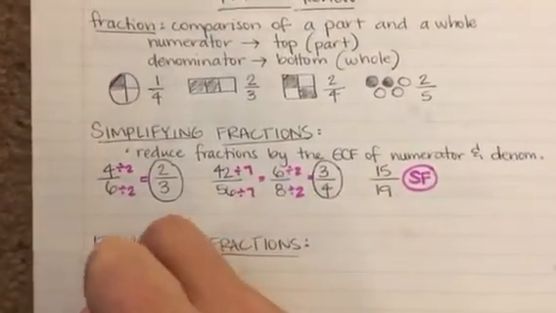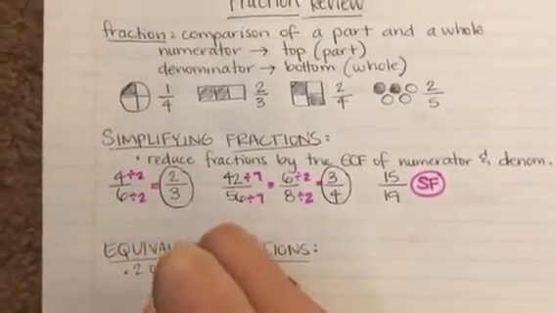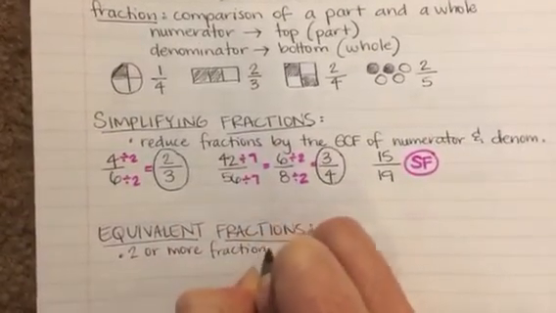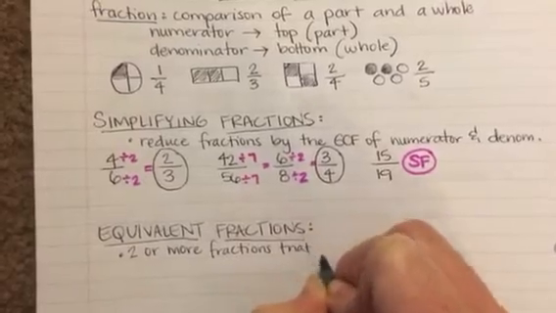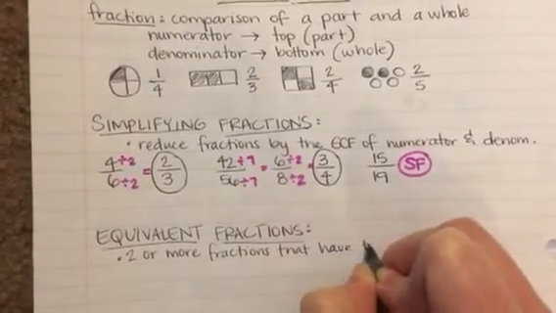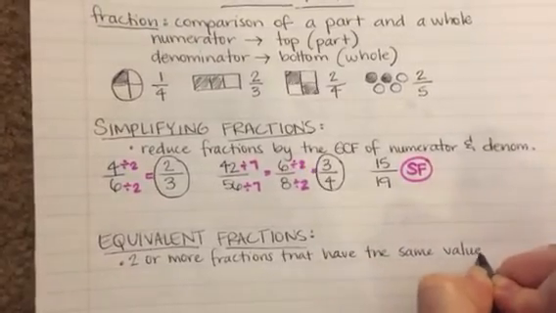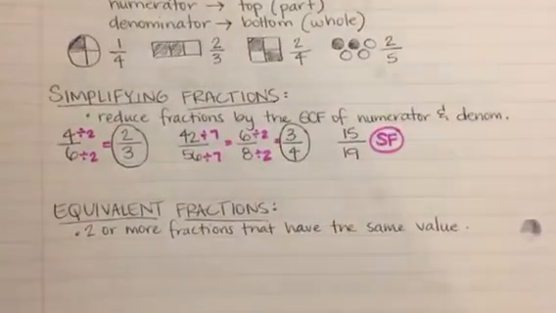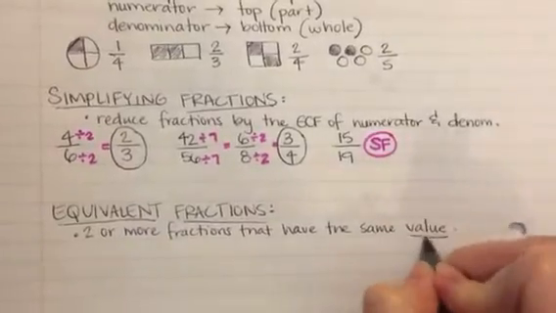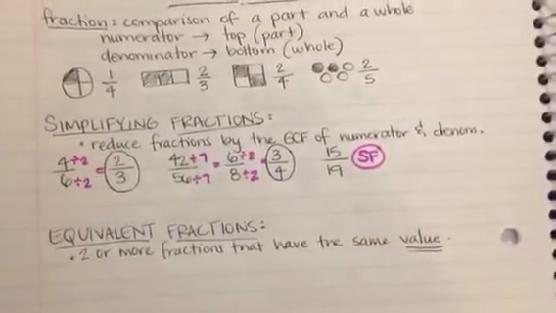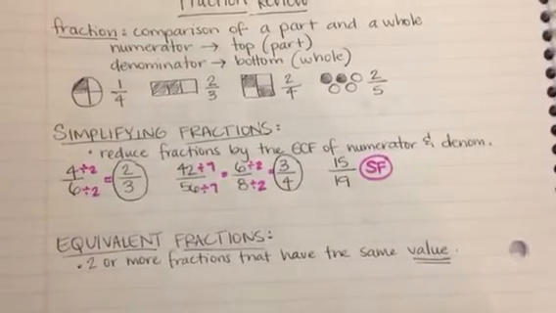And equivalent fractions is just a fancy way to say that you have 2 or more fractions that have the same value. Two or more fractions that have the same value. Notice that says value. It doesn't say they are the same numbers.